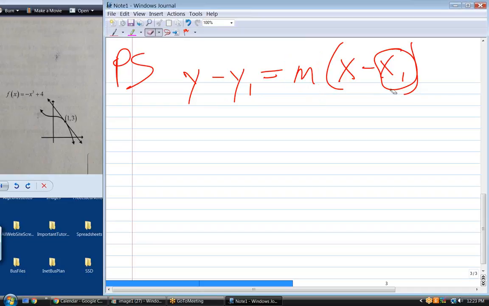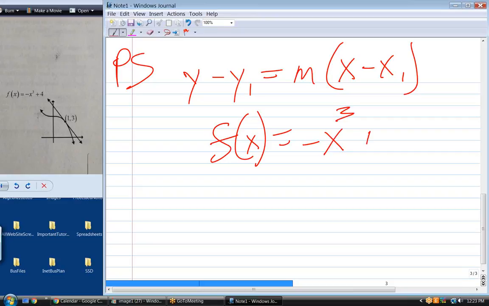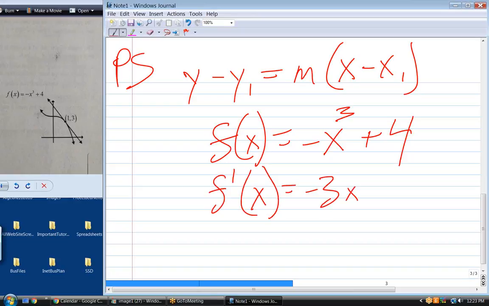Okay? So the first thing we need to do is figure out the slope. Well, what is slope? When you plug in the x values to the derivative. First derivative. That's what first derivative means. It's the slope. So let's take the first derivative. That's going to help us find the slope. What's the first derivative function? Negative 3x squared. And what is its value when x is 1? Negative 3.